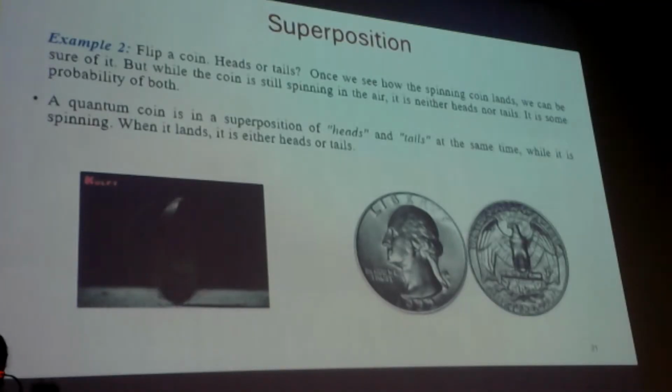Same way here. As long as the quantum state is not measured, it is in a superposition. Only when it is measured do you get to know what exactly it is. It will collapse to either 0 or 1. So, flip a coin, heads or tails. Once we see how the spinning coin lands, we can be sure of it. But while the coin is still spinning in the air, it's neither heads nor tails. It's some probability of both.